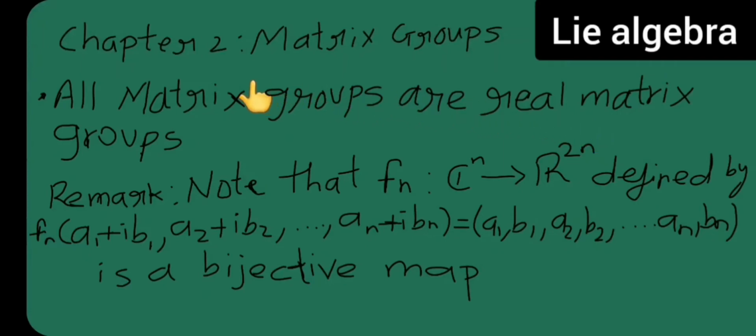So here is my chapter 2, metric groups. All metric groups are real metric groups. So you all have to know this statement. And then I have given you all one remark.